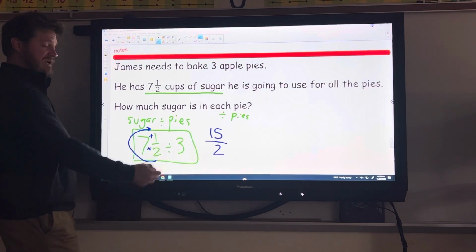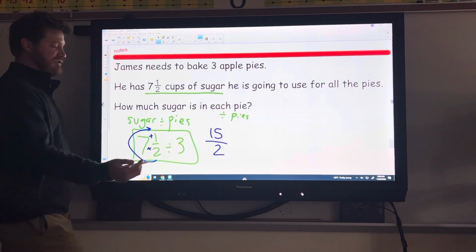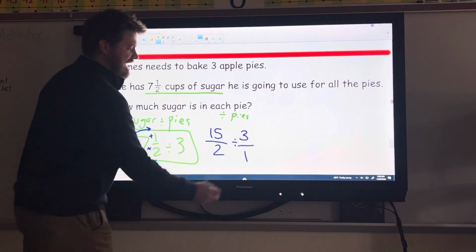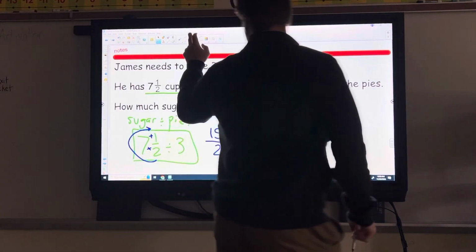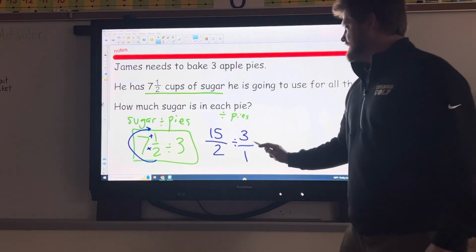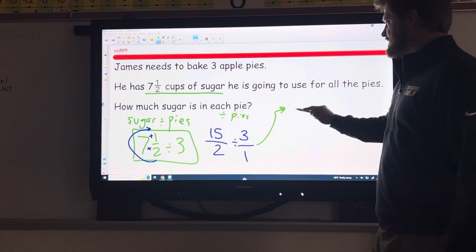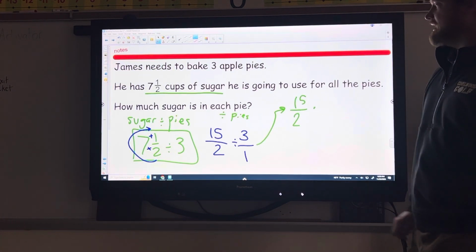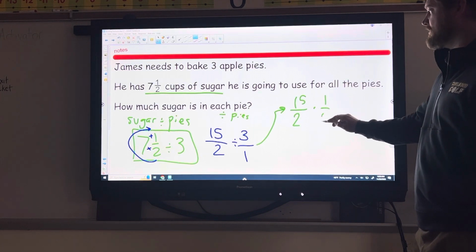Then how do I make 3? How do I make any whole number a fraction? Just put it over 1. We have 15 over 2 divided by 3 over 1. And now this is ready to keep, change, flip. Keep the first number. 15 halves stays the same. Change division to multiplication. And then 3 over 1 flips to 1 over 3.